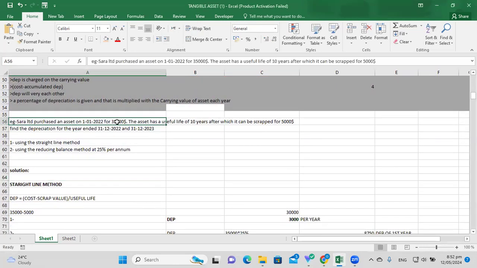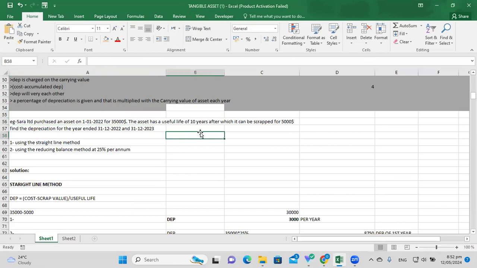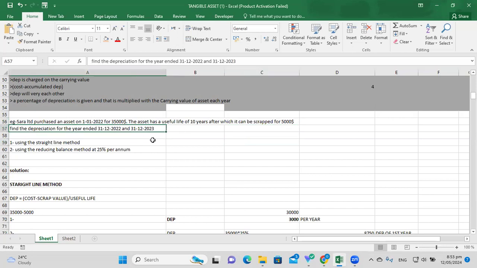So here is an example. Sarah Ltd purchased an asset on 1 January 2022 for 35,000. The asset has a useful life of 10 years, after which it can be scrapped for 5,000. Like, after using it for 10 years, you can sell it for $5,000. Now find the depreciation for the year ended 31 December 2022 and 31 December 2023.